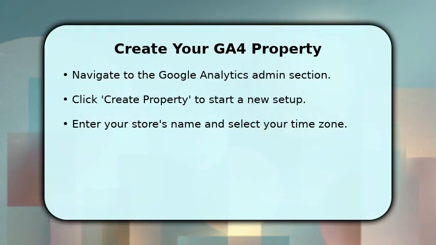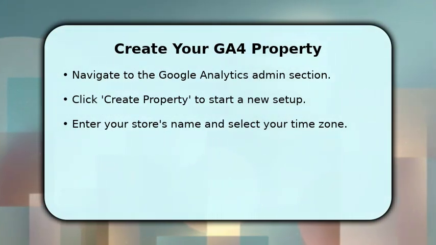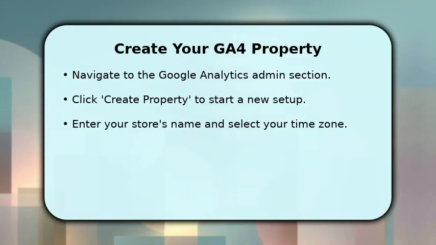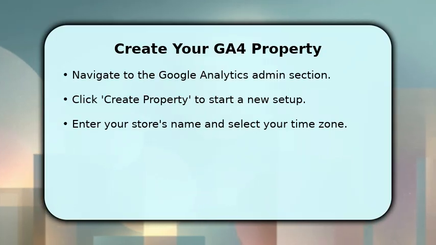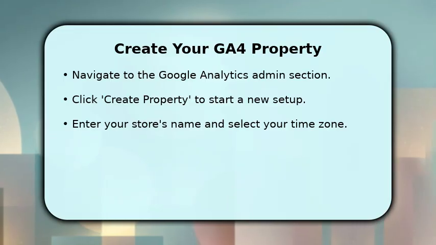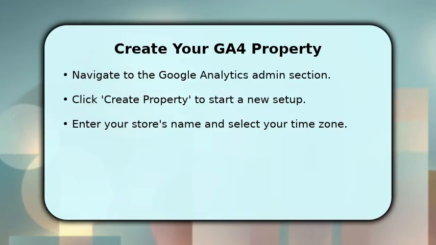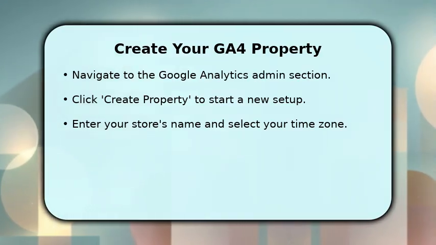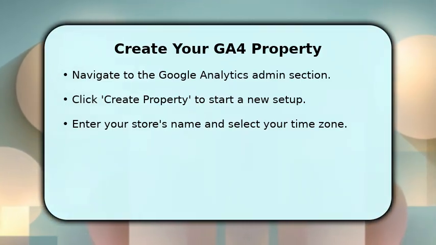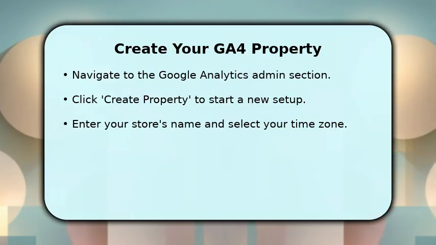To begin, open Google Analytics and locate the Admin section. Here, you will find the option to create property, which is your first step. Provide a clear name for your Shopify store and select the correct time zone for accurate reporting. Additionally, choosing your industry category helps Google Analytics tailor insights, giving you more relevant data about your customers and market trends. This initial setup takes only about 2 minutes.